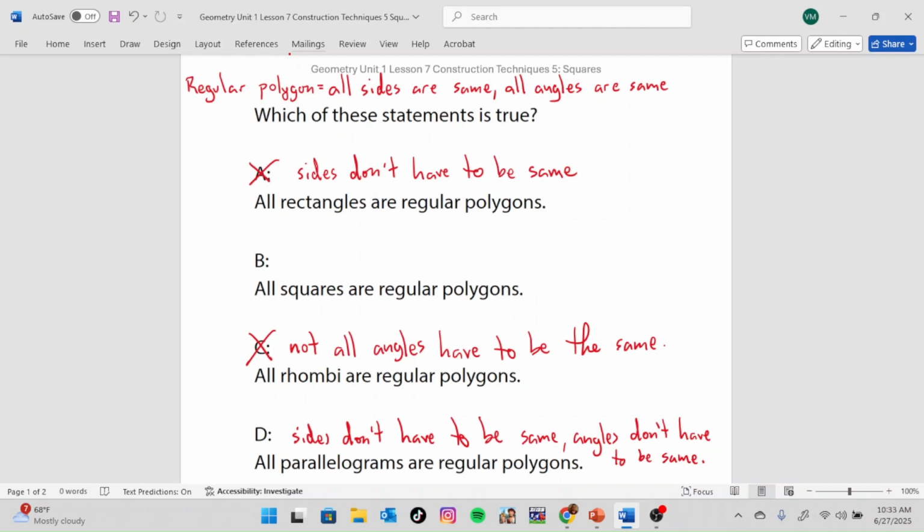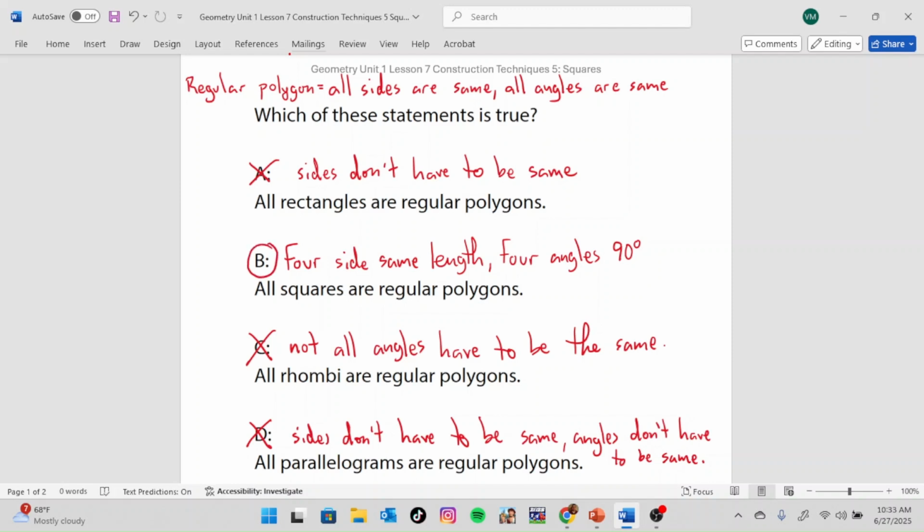So that means D is also incorrect. Now B, on the other hand, when we talk about squares, a square has 4 sides that are the same length and 4 angles that are 90 degrees. So B is the one that's going to be correct.